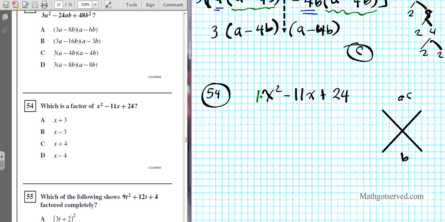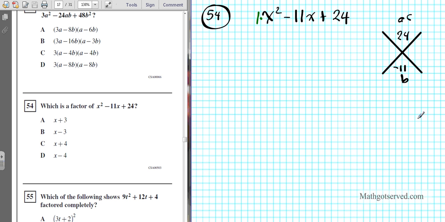All right, so let's see. AC is 1 times 24, which is 24, and B is negative 11. So what two numbers multiply to give you 24 and add to give you negative 11? I have no idea, so what are we going to do? How about we make a list of factors?